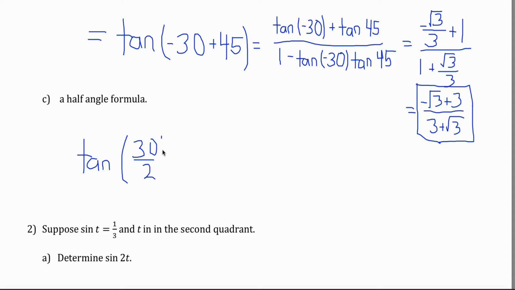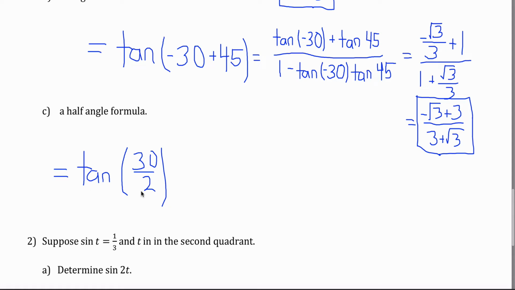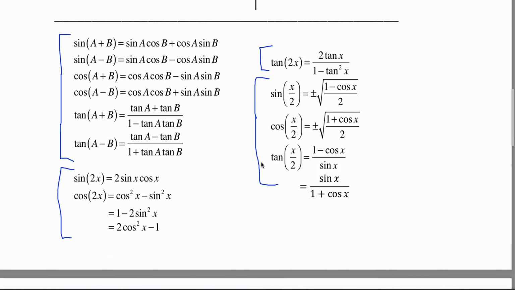So maybe I'll start out with an equal sign here. What I'm saying is this tangent of 15 is also equal to the tangent of 30 over 2, because 30 over 2 is 15. But the nice thing about writing it in this form, 30 over 2, is now it fits into this formula. This is my half angle formula for tangent. It says the tangent of 30 over 2 is equal to, and I have my choice here.